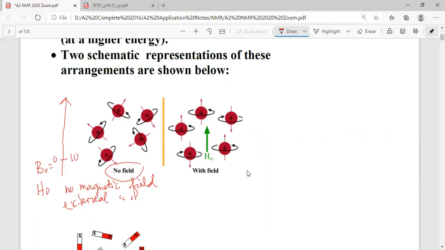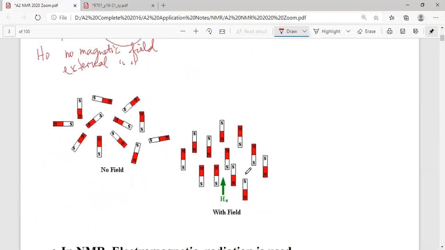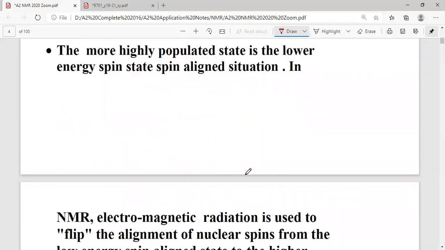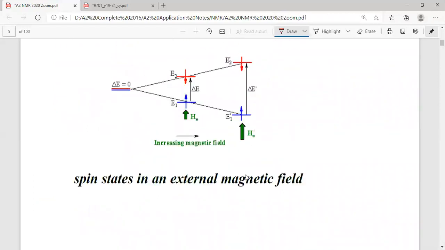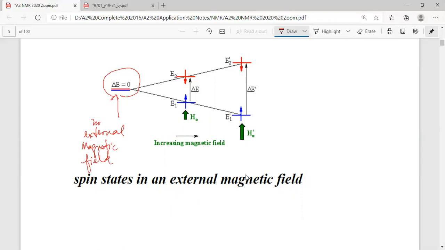Now without an external field, they all will have the same energy level. Whether they're spinning anti-clockwise or clockwise, they all have the same energy level. Like for example, you can put it down here like that. The difference between the anti-clockwise and the clockwise spinning is 0. There's no external magnetic field, so everything has no difference. Here B0 is 0, so the difference is 0.